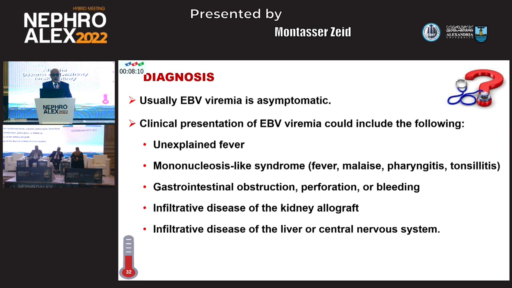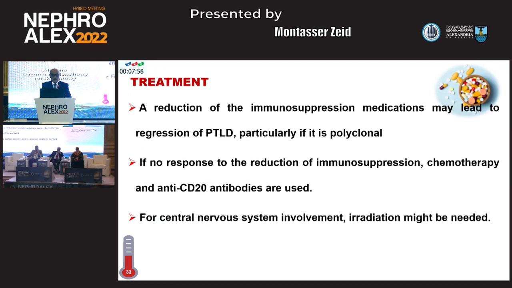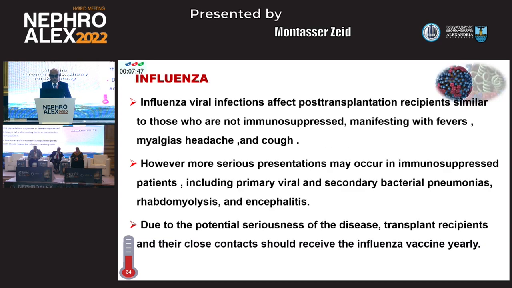Diagnosed by clinical features: unexplained fever, mononucleosis-like syndrome, gastrointestinal obstruction, perforation, or bleeding, infiltrative disease of the kidney allograft, infiltrative disease of the liver or central nervous system. Treatment is by reduction of immunosuppression. If no response to reduction, chemotherapy and anti-CD20 may be tried. For CNS involvement, irradiation may be needed.